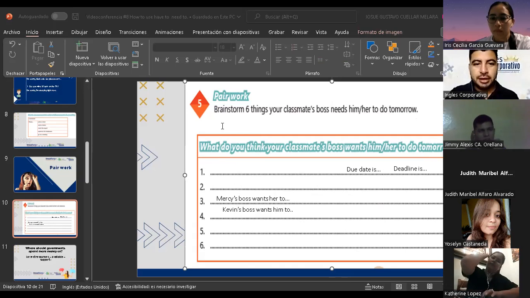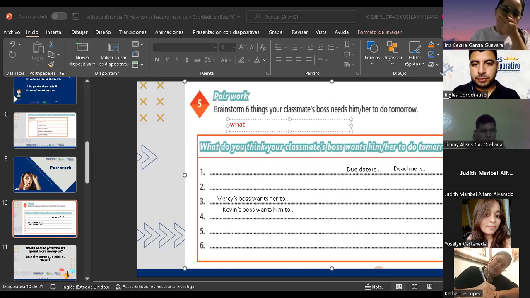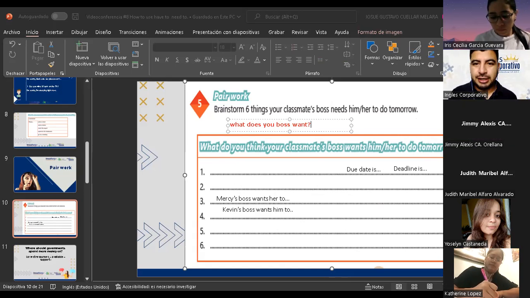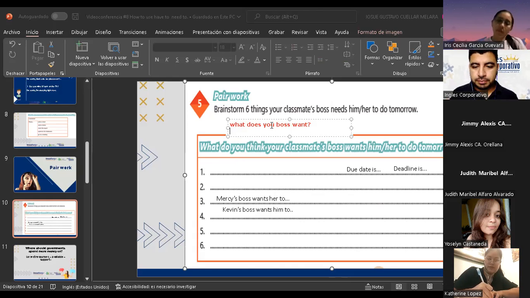For example, Marvin asks to Kathy. Marvin le pregunta a Kathy, okay? What does your boss want? ¿Qué quiere tu jefe? Yo creo que quiere muchas cosas, ¿verdad? Dinero más que todo. But in this case, we are talking about activities or functions you have to do. Estamos hablando de funciones, cosas que ustedes deben de hacer. What does your boss want? ¿Qué quiere tu jefe? Okay. Y Marvin puede decir, my boss wants me to.